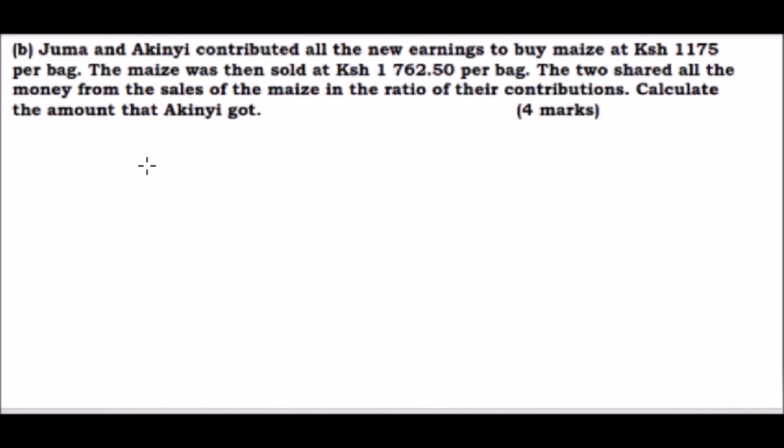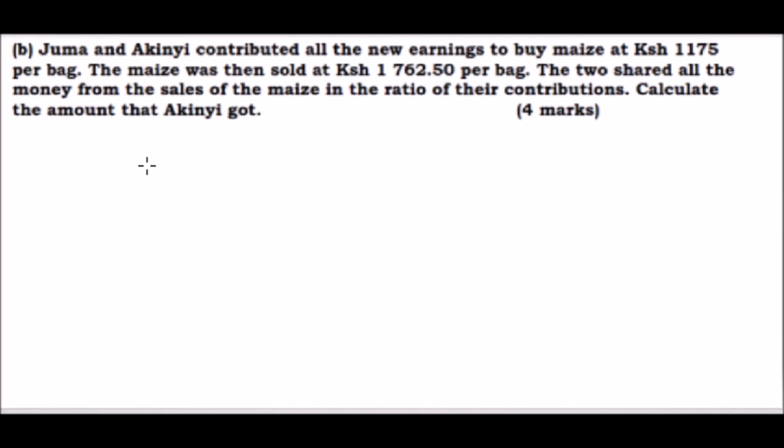So question number 21, part B, you are told Juma and Akinyi contributed all the new earnings to buy maize at 1,175 Kenyan shillings per bag. The maize was then sold at 1,762.50 per bag. The two shared all the money from the sales of their maize in the ratio of their contribution. Calculate the amount that Akinyi got.